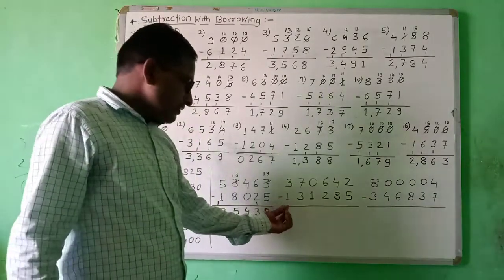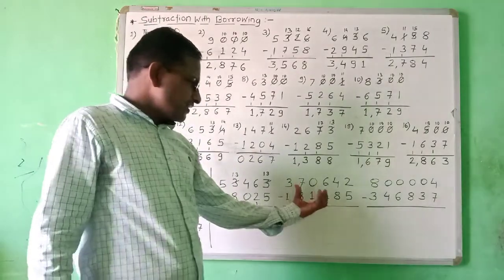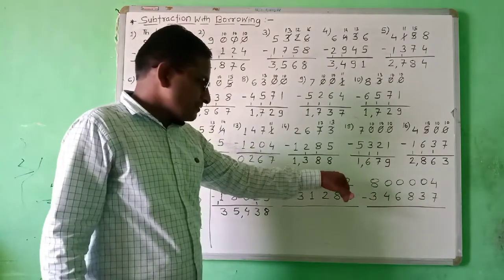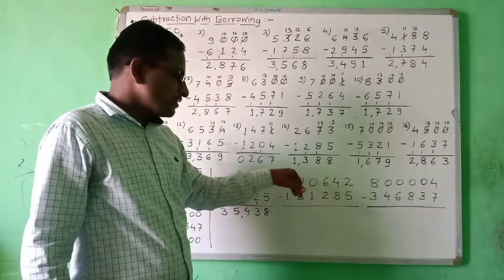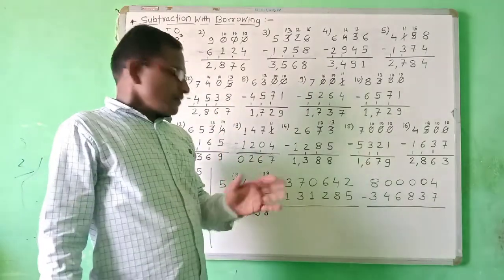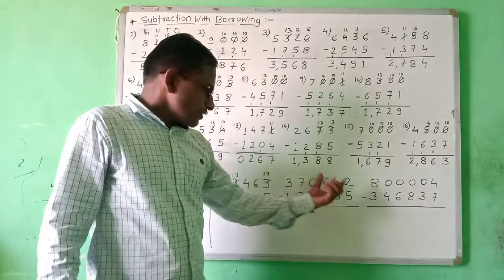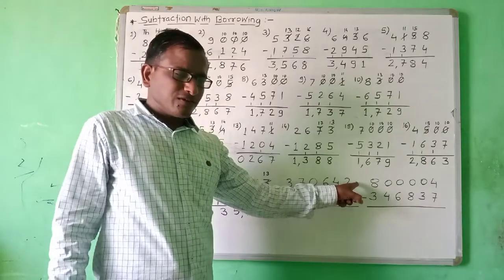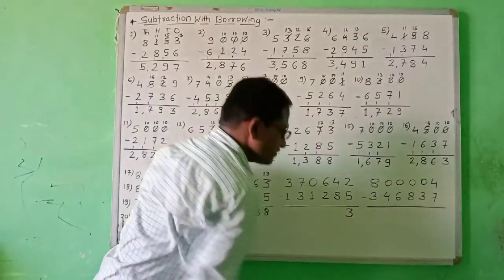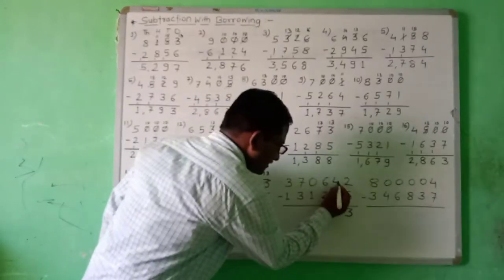Next example here, 3,70,642 minus 1,31,285. In this example, 6 digits are present. So again, 1, 10, 100, 1000, 10,000 and lakh. When 6 digits are present, the lakh place is present here. So again you start the subtraction from the 1's place. 2 minus 5, not possible.